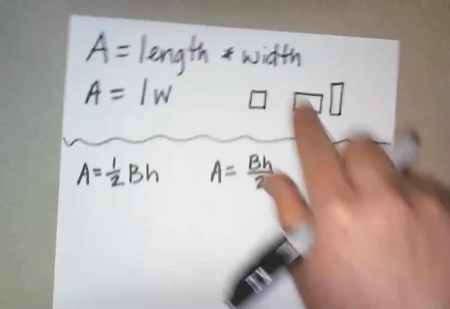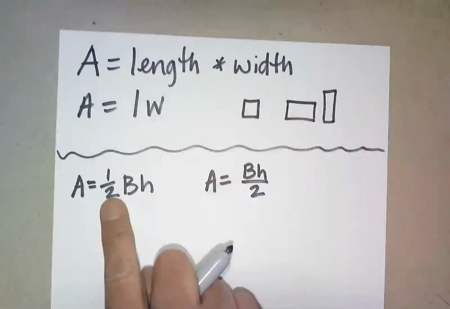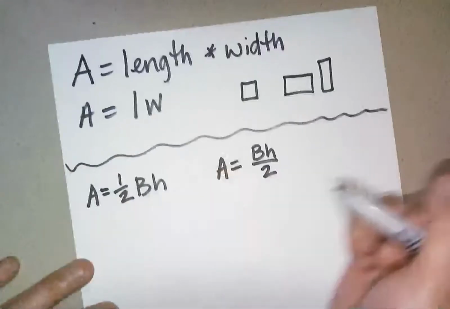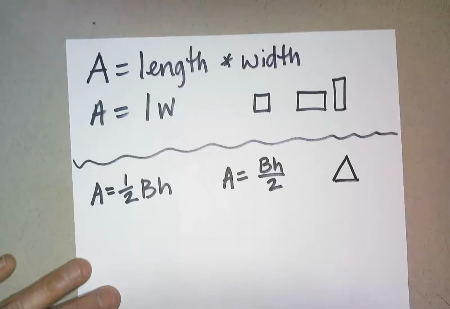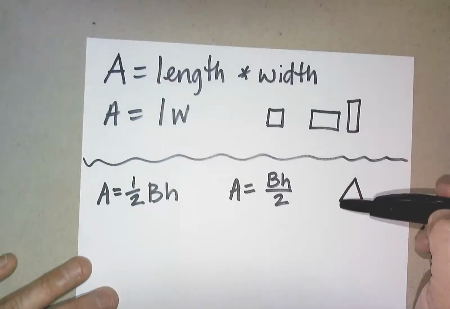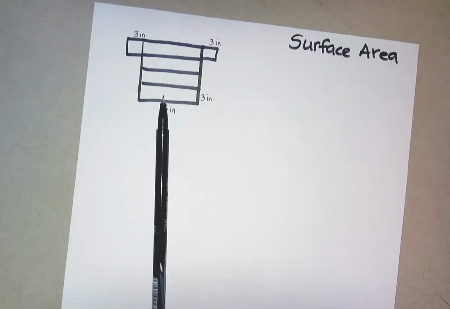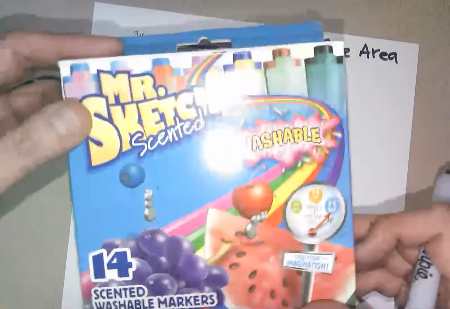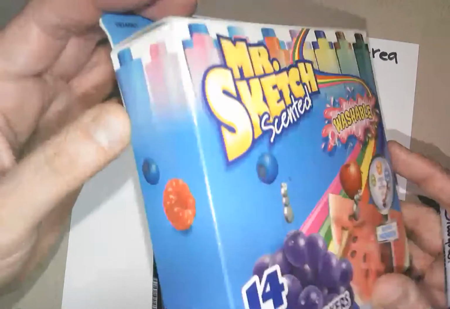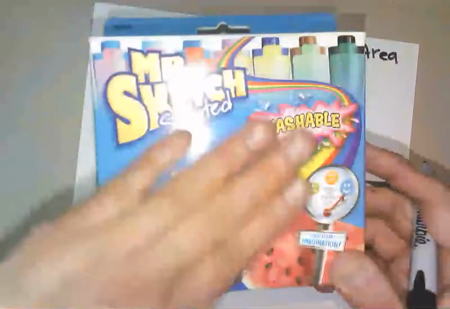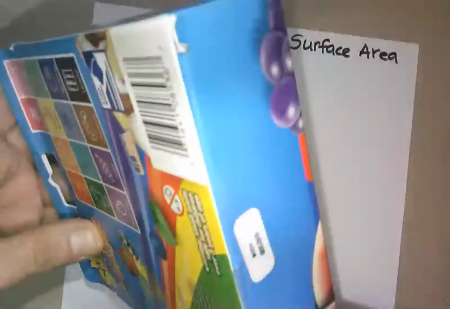So that's just a quick review, because we're going to use these same formulas. I'm going to draw my triangle here. We're going to use these same formulas to help us with our surface area. You say, what is surface area? Well, I think I have a visual here. I have my Mr. Sketch box here, and the outside of the box would be my surface area. I hope that helps.